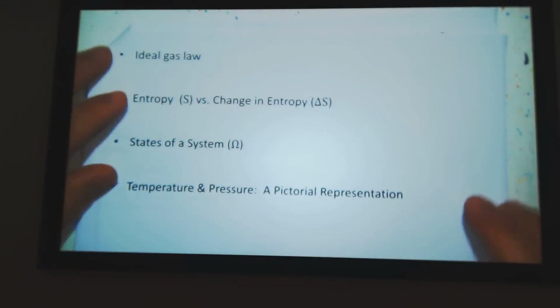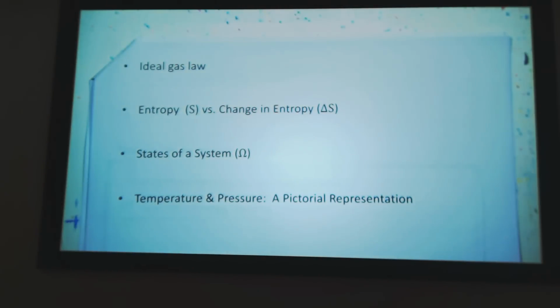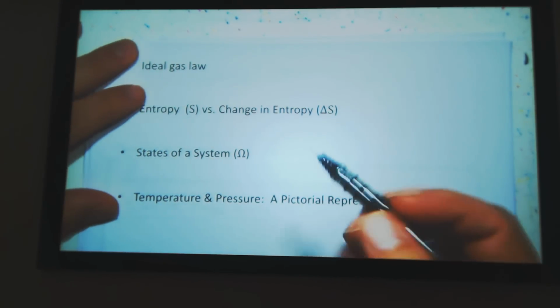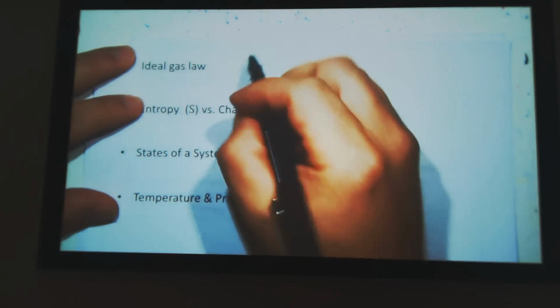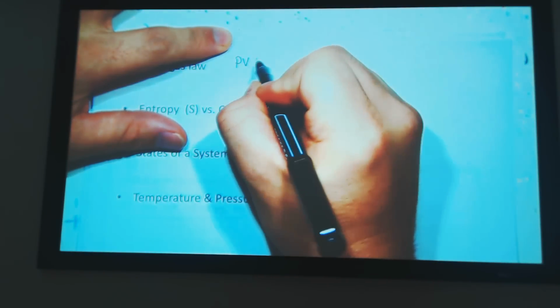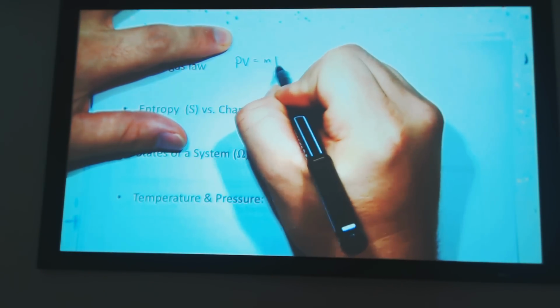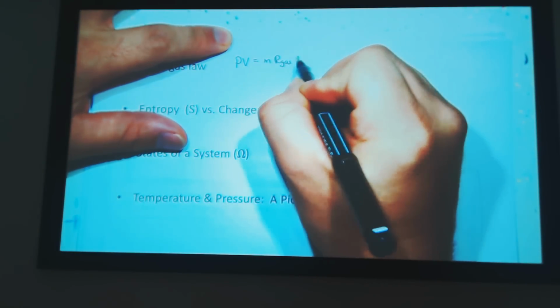So the next thing I want to do is refresh you guys on the ideal gas law. So we covered this idea of options. So we probably all remember the ideal gas law, so I'll write it in three different forms here. PV equals the mass times the gas constant times temperature.